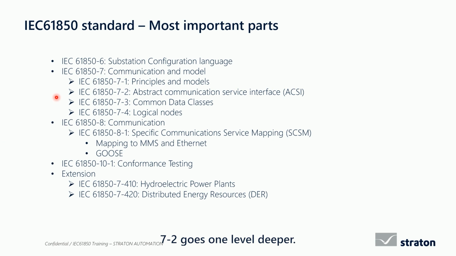Okay. 7-2 goes one level deeper. If a value is an unsigned integer coded on 16 bits, an int16u, what's that? Which values can it take? This is described in 7-2. Finally, subpart 7-1 uses all of this information from 7-2, 7-3 and 7-4 to describe the communication in an 850 application. For example, if the position of a circuit breaker is changing, how is it reported to the client?